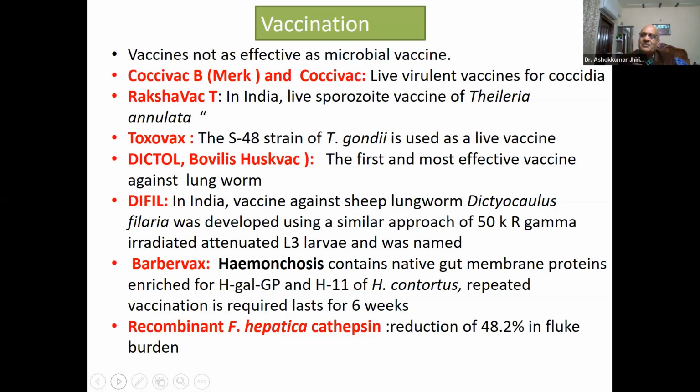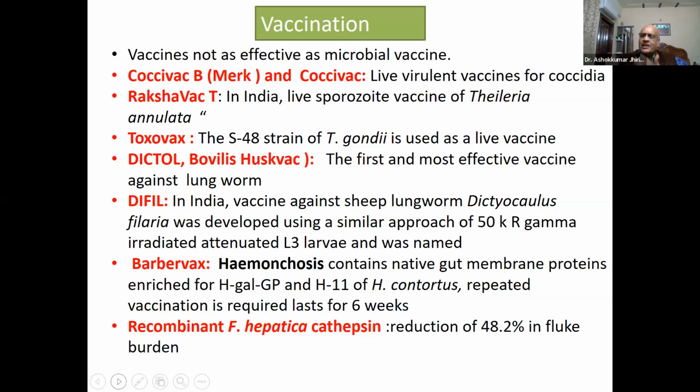In India, it is also being researched. A vaccine called DIFIL against Dictyocaulus filaria is being researched, although it is not a commercial practice. In all of these, gamma-irradiated larvae are used. For Haemonchus, a lot of antigens have been identified, especially the gut membrane proteins. They are antigenic in nature, so they are being used as a vaccine. Barbervax is a vaccine being used.